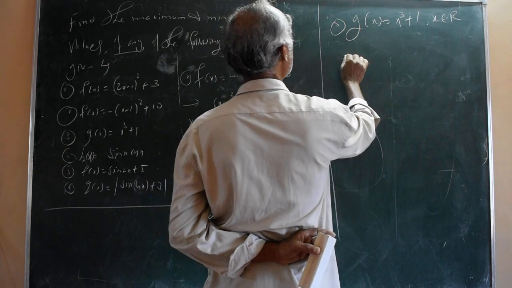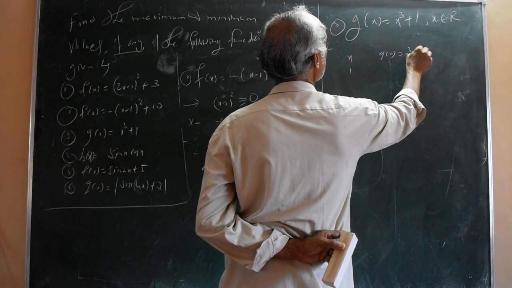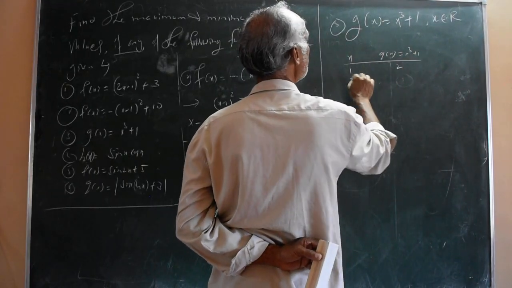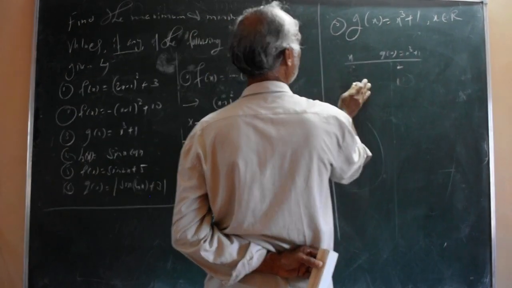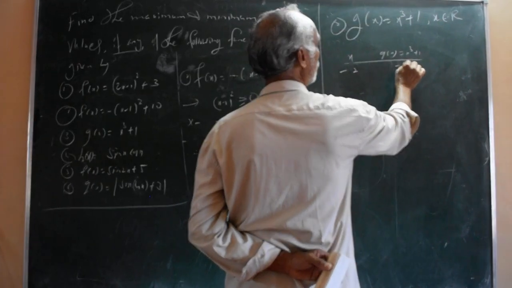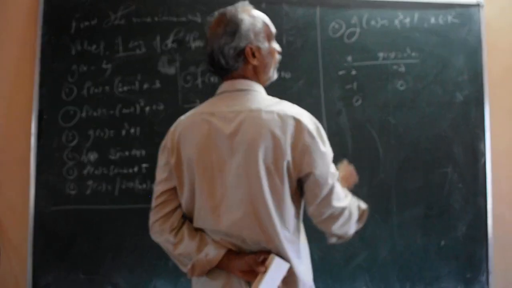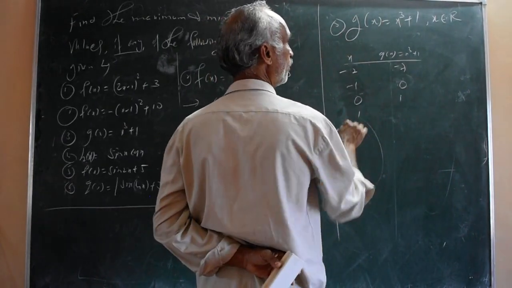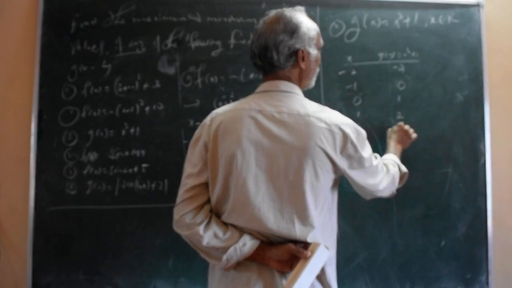Let us take some x values and g of x values. x is 1. g of x is x cube plus 1, so it is 1 cube plus 1, which is 2. x is 0, it is 1. First of all, let us take some minus values. Minus 2: minus 2 cube is minus 8, minus 8 plus 1 equals minus 7. Minus 1: minus 1 cube is minus 1, plus 1 is 0. Then 0: 0 cube is 0, 0 plus 1 is 1. Then 1: 1 cube is 1, 1 plus 1 is 2. Then 2: 8 plus 1 is 9.